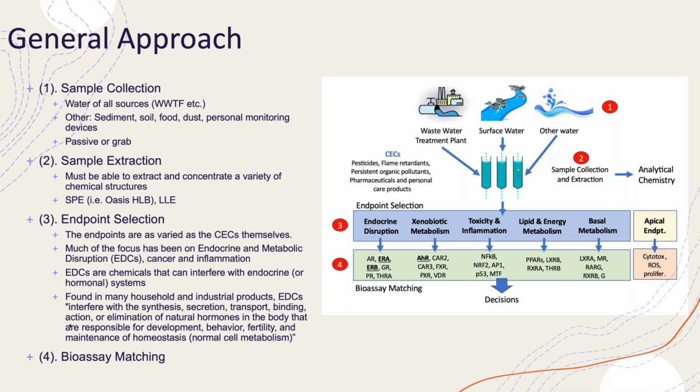The last step, now that we've narrowed down the type of endpoint that we want to look at, focusing on these endocrine and metabolic disrupting chemicals, is now we have to match the bioassay so that we can interrogate that particular endpoint. And so this is where we're going to spend the rest of this talk. So what are bioassays? How do we choose which bioassay to run? And then how do we determine the source of the bioassay we're going to utilize?